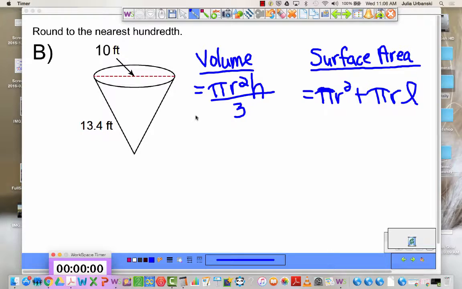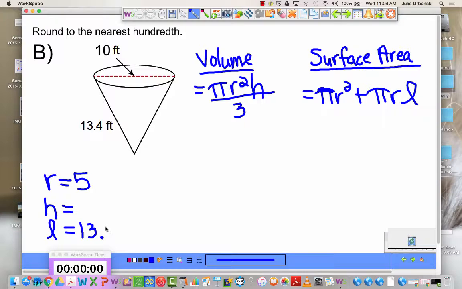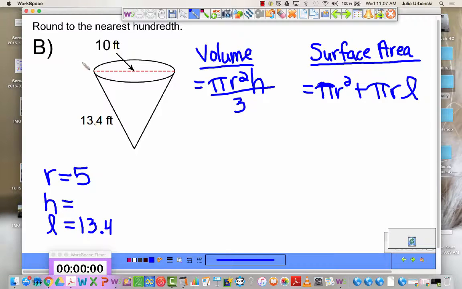Okay, now here we're going to need radius. What's the radius? The radius is 5. Good. We're going to need height. What's the height? Unknown. Good, we're going to have to find that. We're going to need L over here. What's the L? Alex? 13.4. Good. You guys, you need to remember that difference. The L is the slant height on the slant. The height goes up the inside, and we don't know it yet. We're going to have to find it.